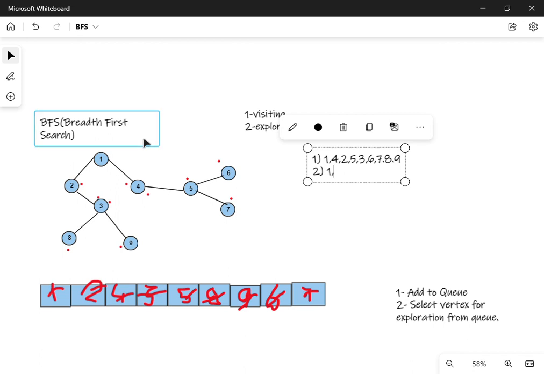Here I choose 1. Now the adjacent vertices of 1 are 2 and 4. Now 1 is completely explored. Now I am choosing 4 as our next vertex. The adjacent vertex of 4 is 5. So 4 is completely explored now. Our next vertex is 2. The adjacent vertices of 2 are 3 and 1. 1 was already explored, so just write 3. Our next vertex is 5. The adjacent vertices of 5 are 6 and 7.